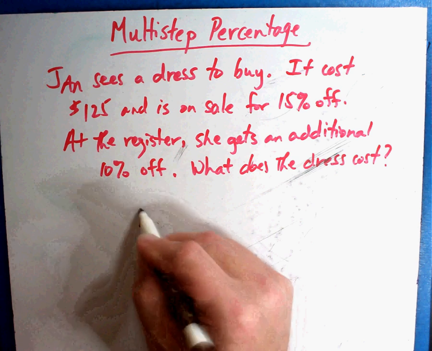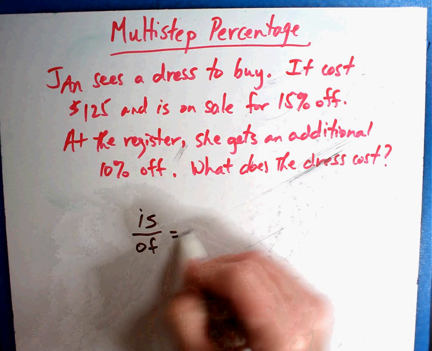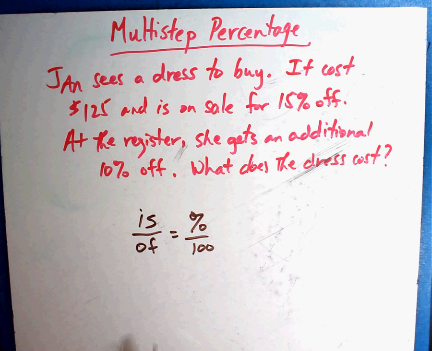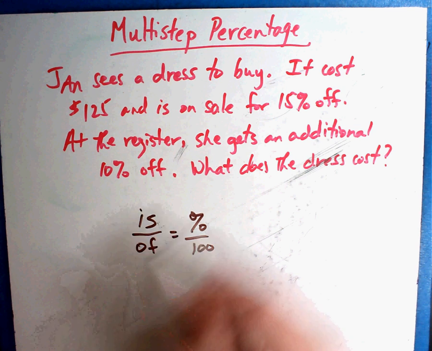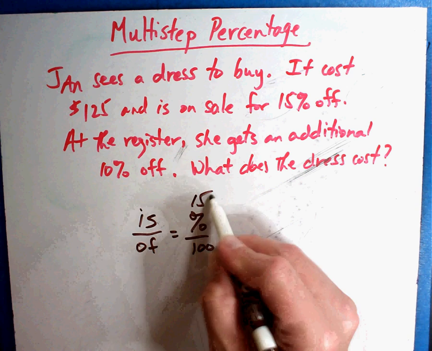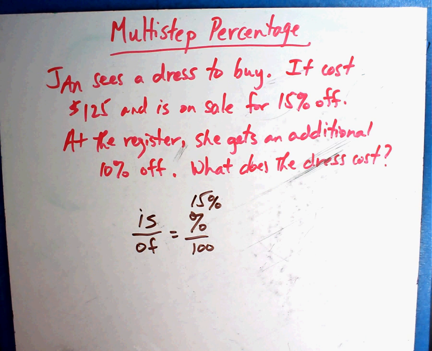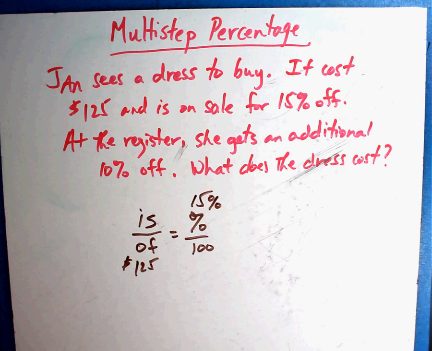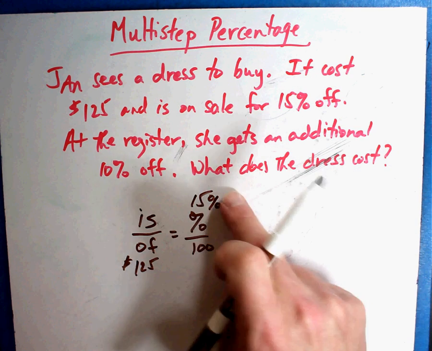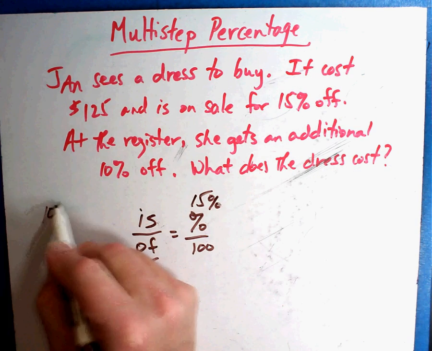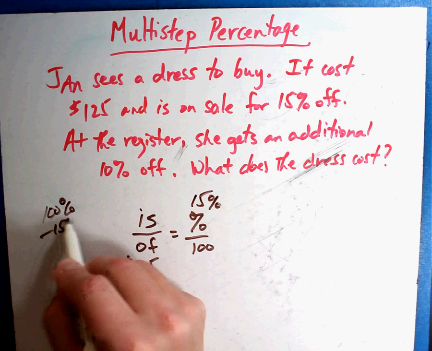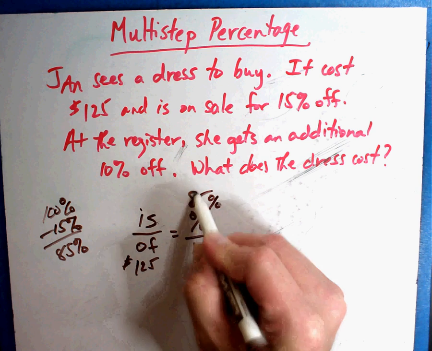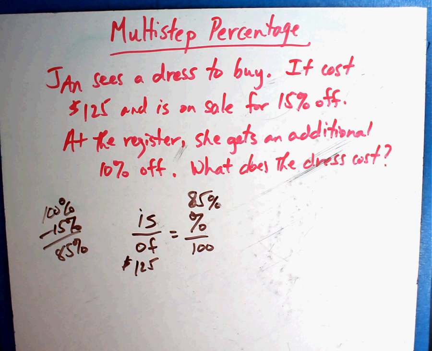We're going to use that same thing we did in the last video: is over of equals percent over 100. The cost is, let's see, it's 15%, so we know that. So 15% goes there, of $125. But they want to know how much it costs. So that's the discount. Well, 100% minus 15% is 85%. Okay, that's how I'm going to work that problem.